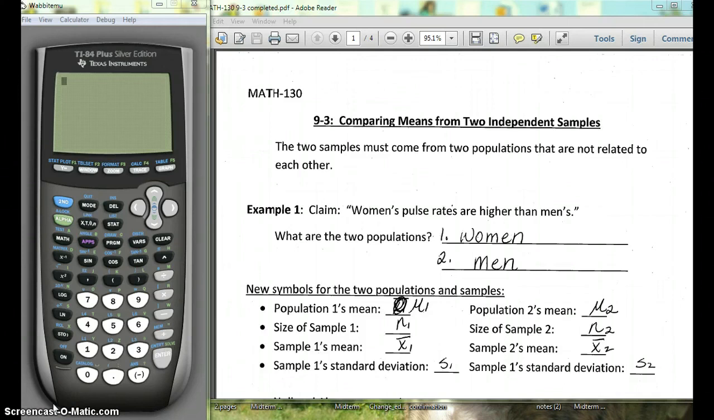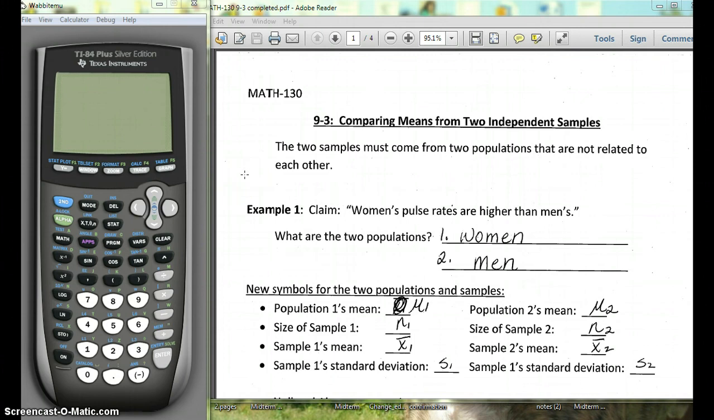Hi, in this video we're going to talk about how to use our graphing calculator to find the p-value when we're doing hypothesis testing for two means. So this goes with section 9.3 in our notes. We're actually going to go through two examples, one where we use the data feature where we can directly put in data, and one where we use the stats feature where we already have the mean and the standard deviation.